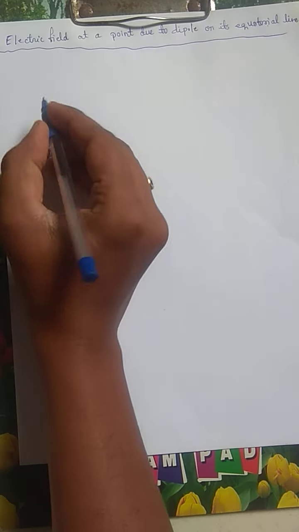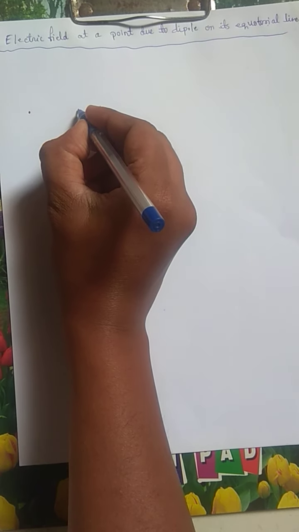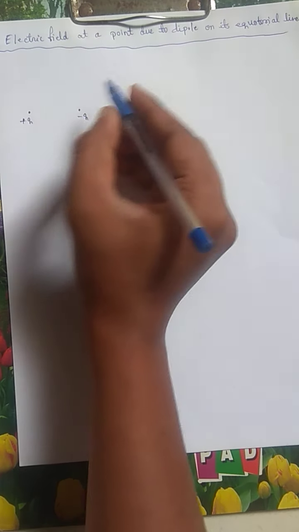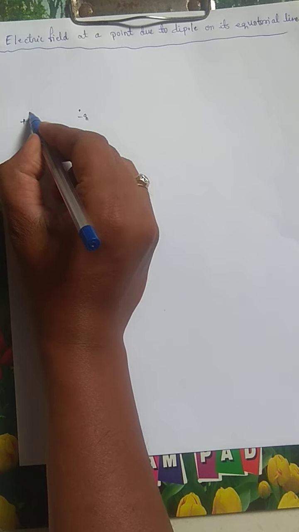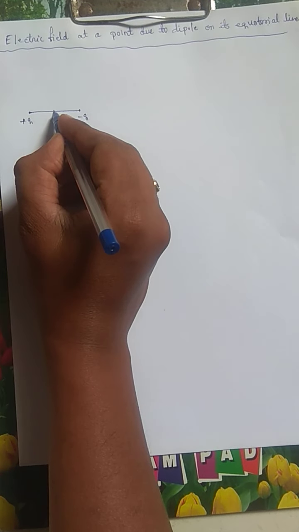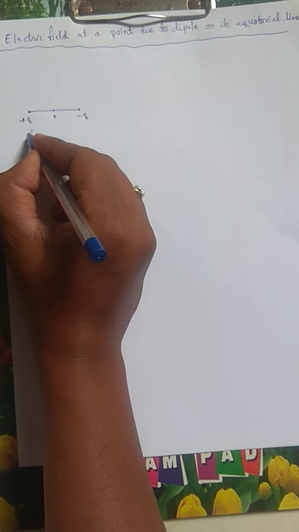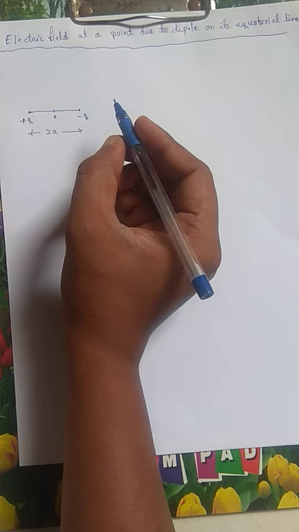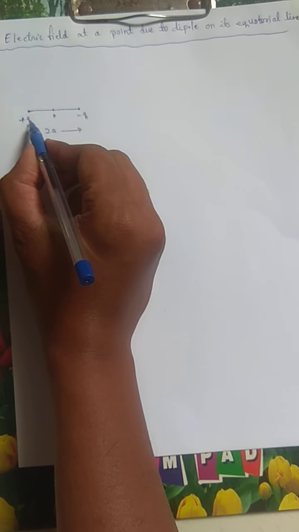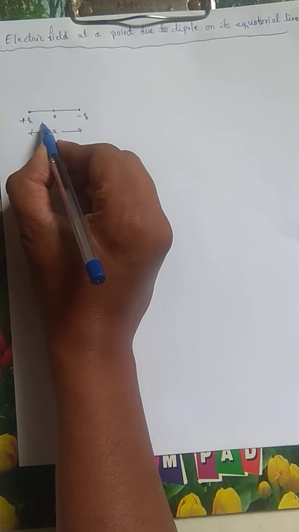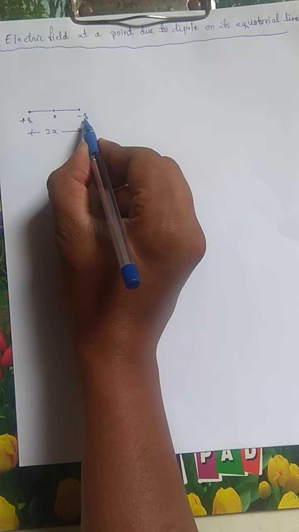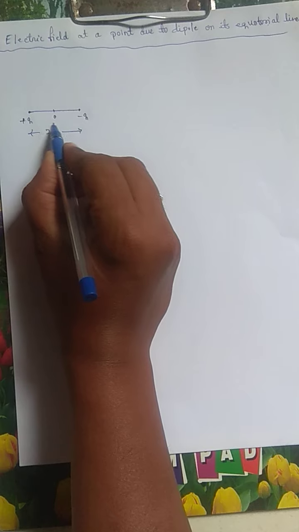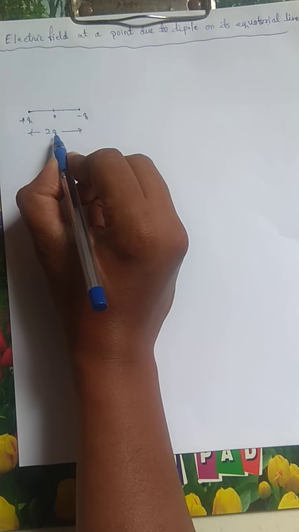For that we require an electric dipole, so we'll take a plus q charge and a minus q charge. I have drawn the electric dipole. This is the axial line, and this is our center O. As you know, these two charges are separated by a small distance 2a. The plus q charge has a distance a from the center, and the minus q charge has a distance a from center O. So a plus a results in 2a.